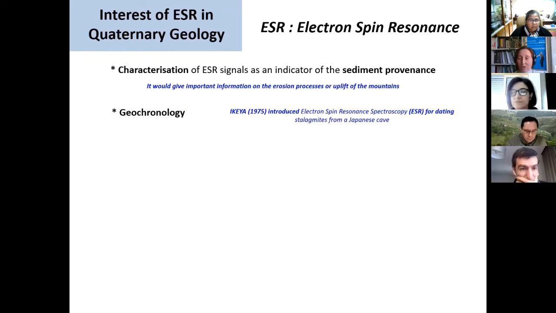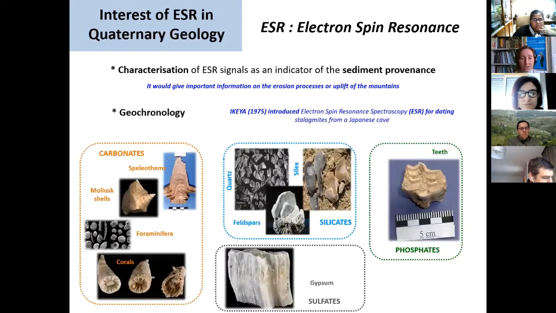Since the first application of ESR for a dating objective in 1975, the quality of ESR spectrometers and the understanding of the structure and behavior of the ESR signal used for dating have been significantly improved, and numerous dating applications have been developed on many different materials, such as carbonates. We can use mollusk shells, speleothems, corals. We can also date silicates, feldspar, quartz, silex, and also phosphates, mainly fossil teeth, and also sulfates, gypsum.